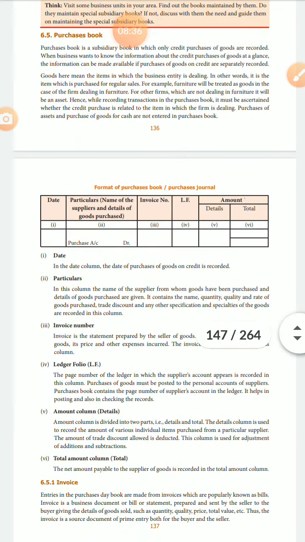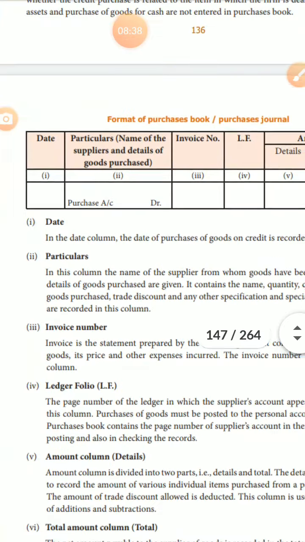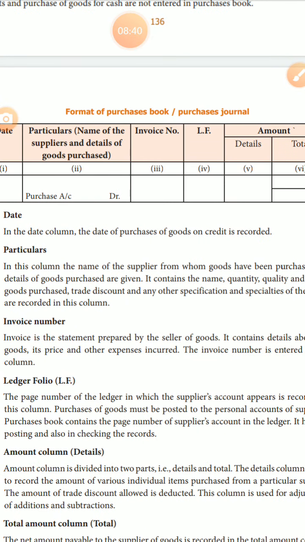This is the format of the book you write: date, particulars, invoice. Invoice is a small column you mark in the particulars. Next, LF, debit column, credit column as usual. In particulars, you allot one small column, that is the invoice number.